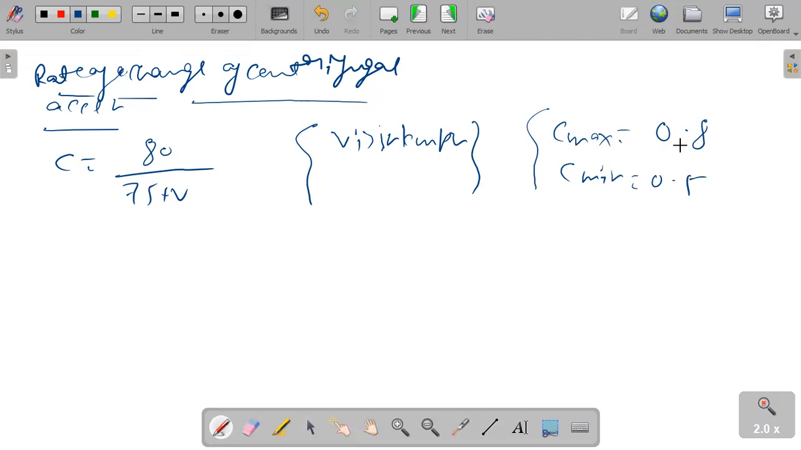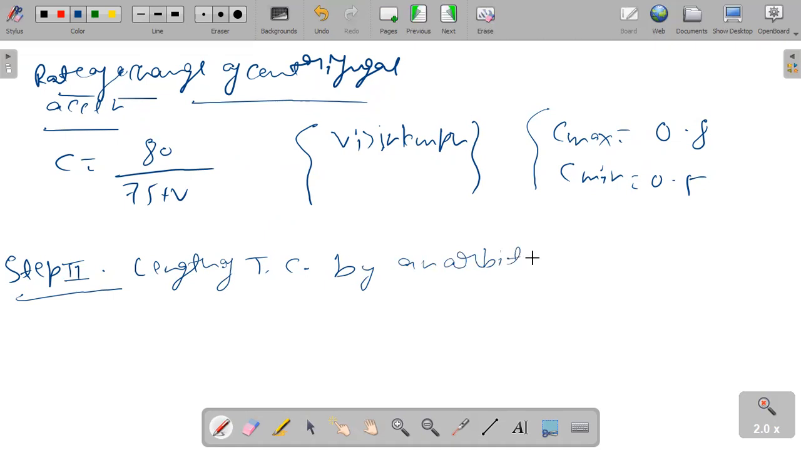Let's move on to the second step of the design of the transition curve. Our second step is to find the length of the transition curve by an arbitrary rate of change of superelevation this time.